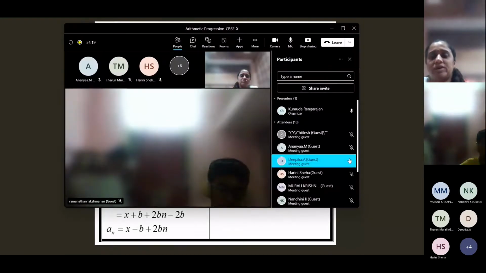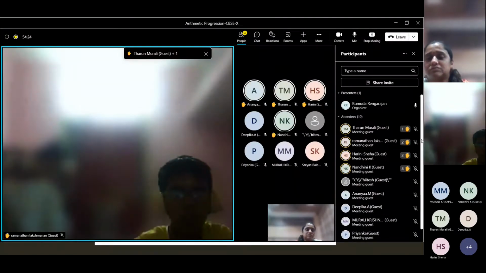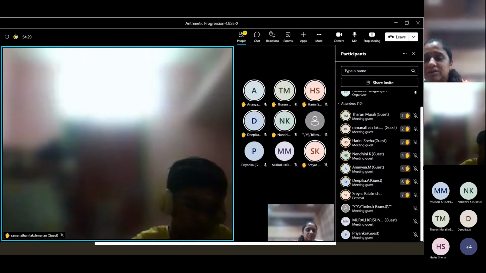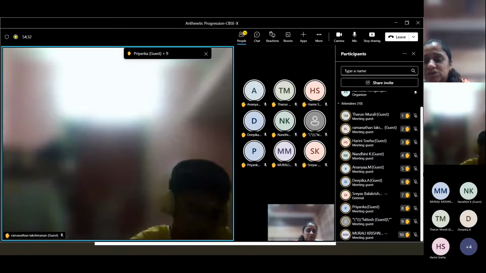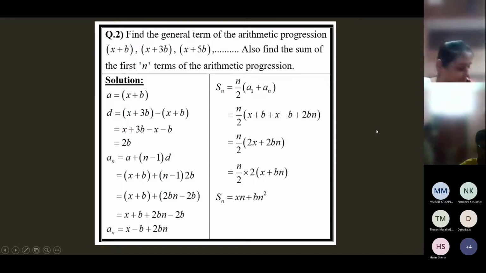Class, use the emoji. Raise your hand. Tarun, Murali, Ramnathan, Harini, Sneha, Nandini, Ananya, Deepika, Shreyas, Priyanka, Hitesh, and Murali Krishna. Very good. Thank you, children. Done, children? Yes, ma'am. Okay.